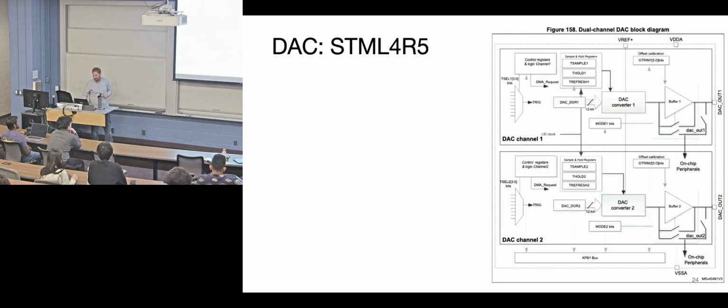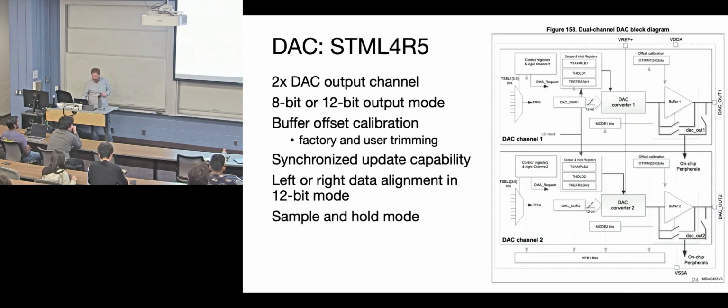All right. You have DACs on your STM32. Two sets of DACs. You have 8 or 12-bit modes, because it just gives you different options of how you're going to use it. You can synchronize them, so you could do stereo, essentially, if you wanted.